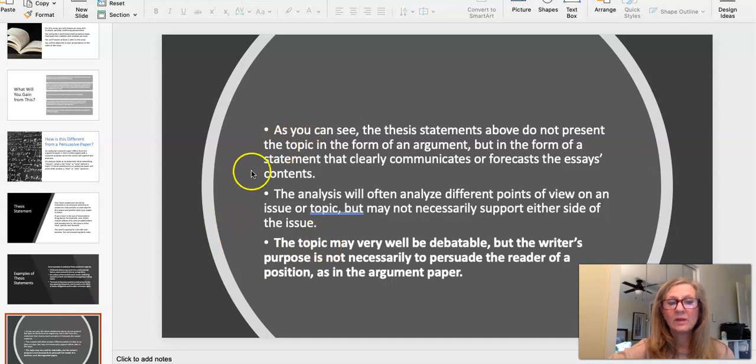So the next slide in the thesis statement slides, I say, as you can see, the thesis statements above don't present the topic in the form of an argument, but in the form of a statement that clearly communicates or forecasts the essay's contents. And this analysis will often analyze different points of view on an issue or topic, but it won't support one side or the other. You're presenting both sides or all three sides of the topic. The topic is going to be debatable, but the purpose is not to persuade, but to inform.